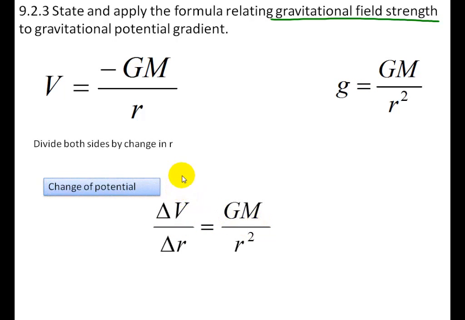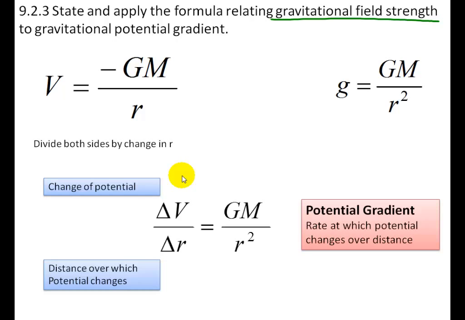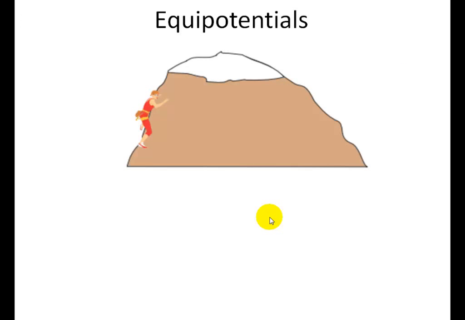So this is the change of potential. This is the distance over which the potential changes. And this gives us the potential gradient, which is the gravitational field strength, which is the rate at which the potential changes over distance. So the steeper the potential gradient, the greater the gravitational field strength. And we can look at it by looking at the following idea of how potential changes with distance.